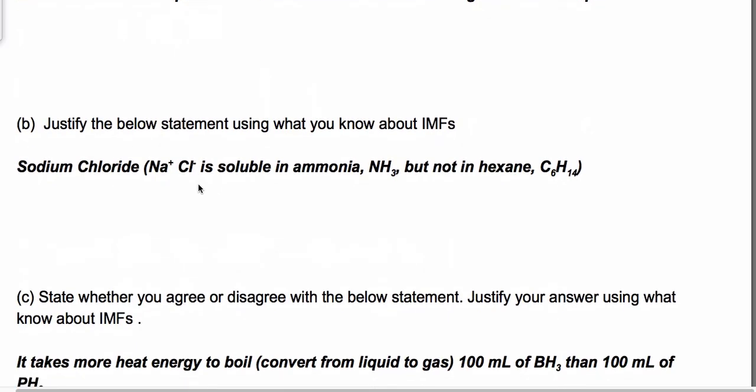Sodium chloride is soluble in NH3, but not in hexane. Sodium chloride is soluble in NH3 because the positive charges on the sodium will form an ion-dipole force with the partially negative N on NH3, whereas the fully negative chloride ion will form an ion-dipole force with the partially positive H's in NH3. Hexane has all CH bonds, so it's completely nonpolar.